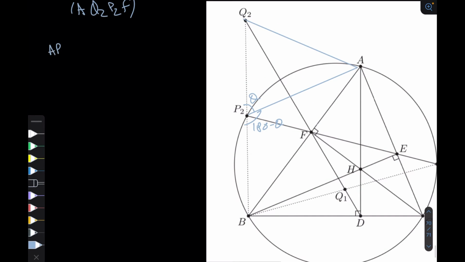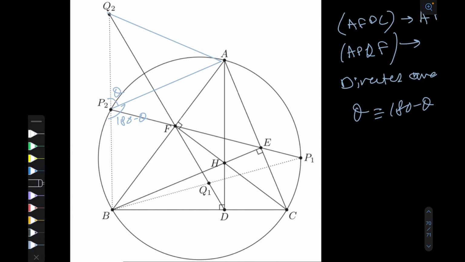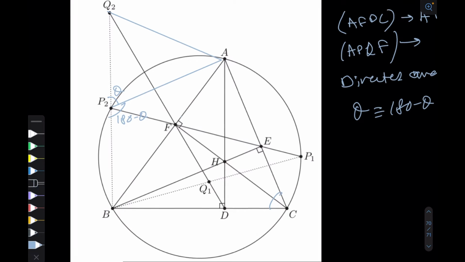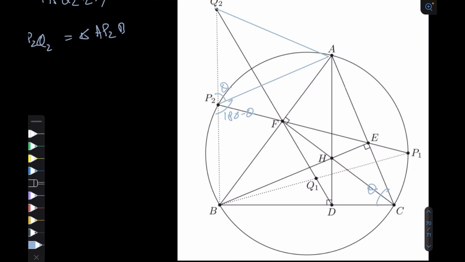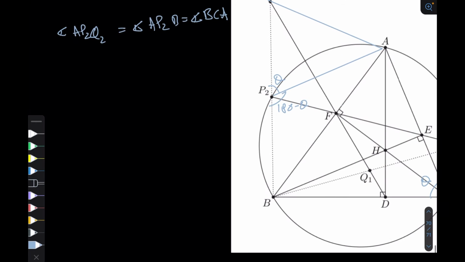I'm saying that AP2Q2 is 180 minus A, or let me use directed angles here actually. AP2Q2 is equal to the directed angle AP2B. Now, since AP2BC is a cyclic quadrilateral by definition, this angle 180 minus theta and this angle that I've made over here must add up to 180. In other words, this is also theta. So this is equal to the directed angle BCA, which is of course the same as the directed angle DCA.